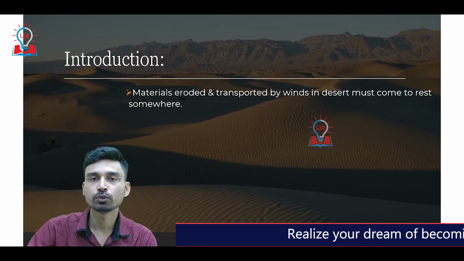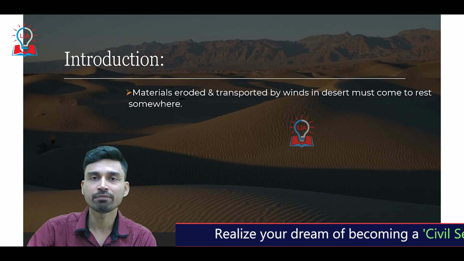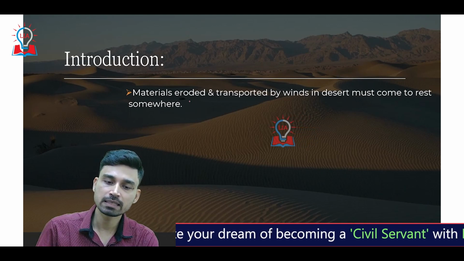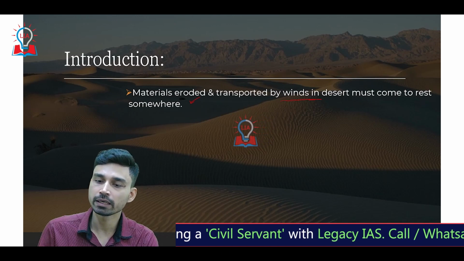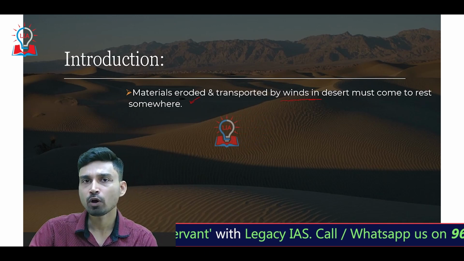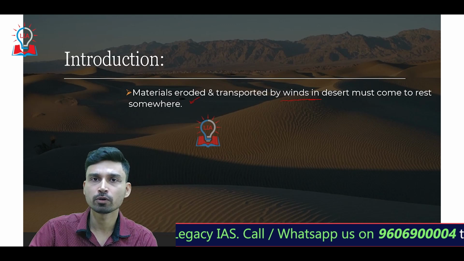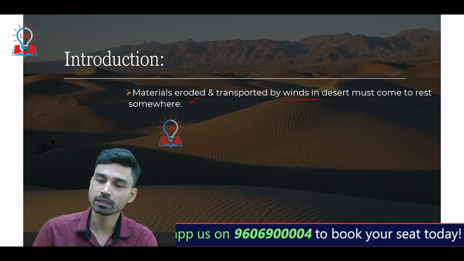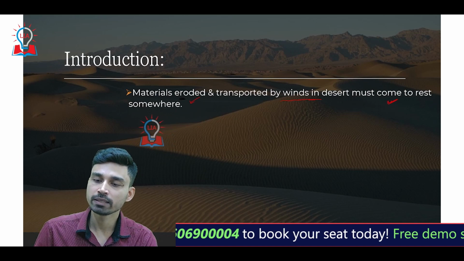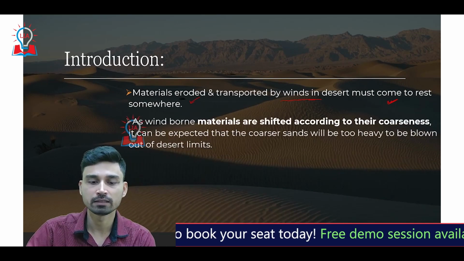As we know, due to the movement of the wind or sometimes ephemeral water sources, materials are eroded from some part of the desert regions and then transported in the desert, and they cannot move beyond the desert boundary because by the time they reach the outer skirt of the desert boundary, they lose most of their energy, and that is why they must come to rest somewhere in the desert region.